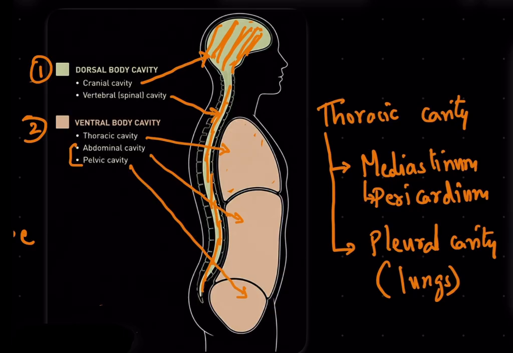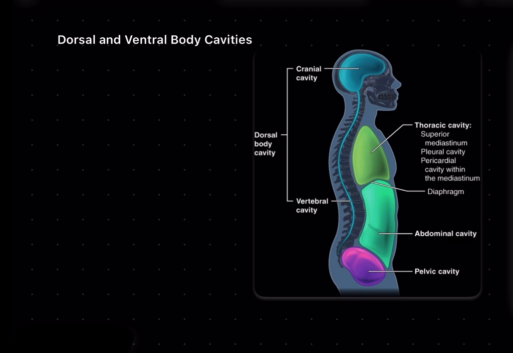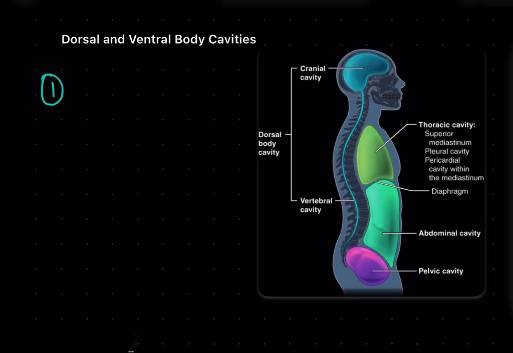All right. Now, the axial portion of the body. We're now going to be talking about the axial portion. Remember, the axial portion includes the head, neck, and the trunk. Okay, so the axial portion of the human body is further divided into two major cavities. One of them is the dorsal cavity, and then we have the ventral cavity.